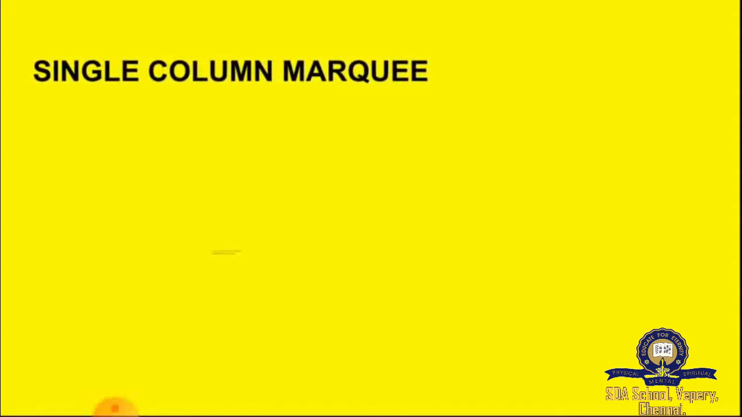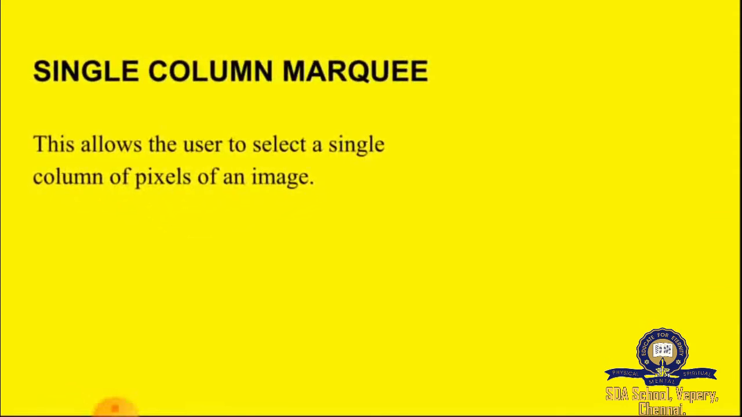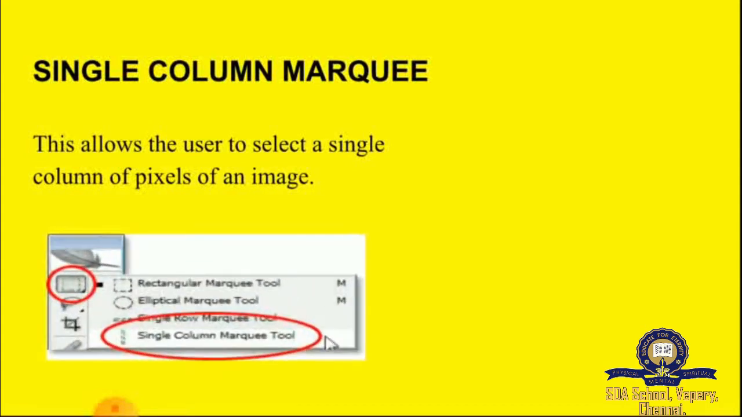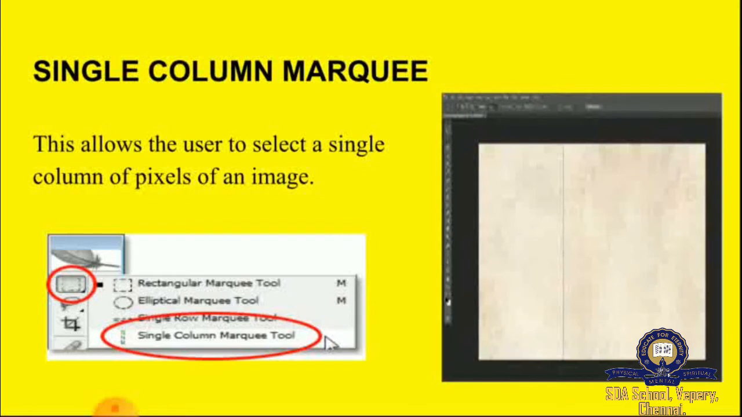Single column marquee. This allows the user to select a single column of pixels of an image. Can you see a line with a dotted column? That is single column marquee. It allows the user to select a single column of pixels of an image.